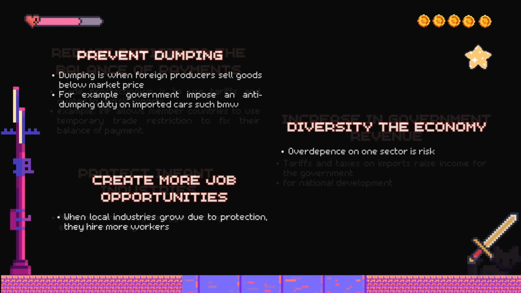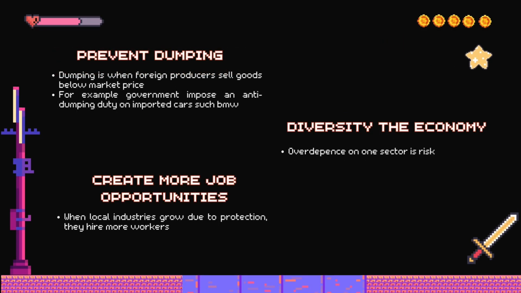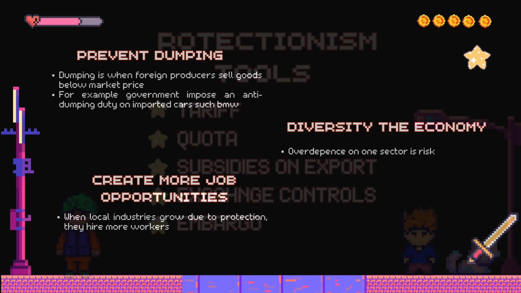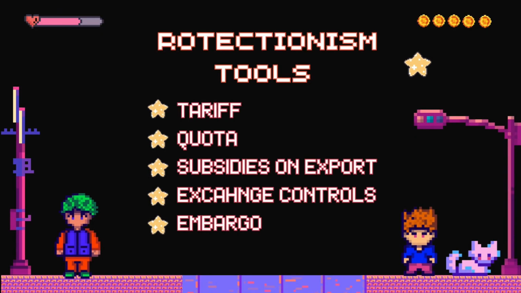We also have prevent dumping, where dumping is when a foreign producer sells goods below market price. Prevent dumping happens when the government imposes an anti-dumping duty on imported cars such as BMW. Diversify the economy, because over-depending on one sector is a risk. Create more job opportunities. This happens when local industry grows due to the protection. They hire more workers. We also use tools for protectionism.